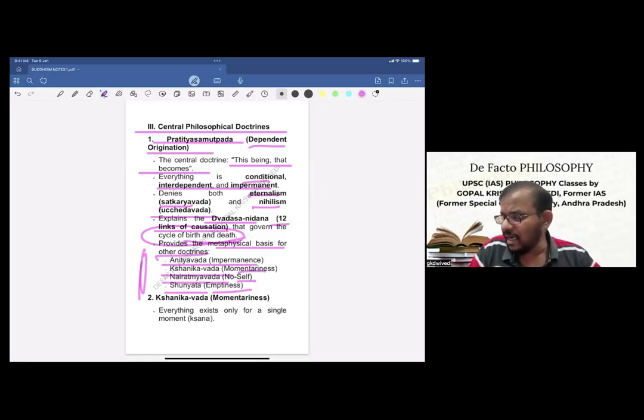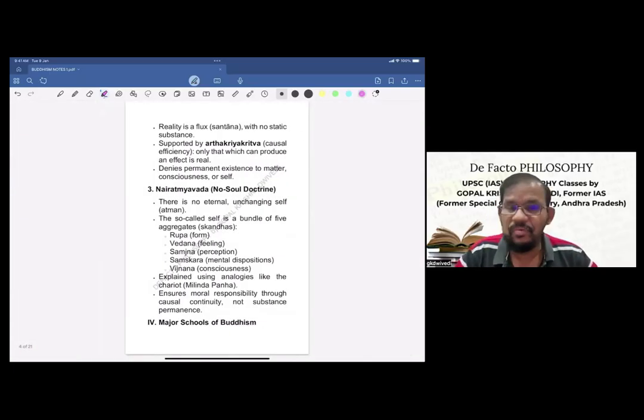Now, the second doctrine is Kshanikvad, that is momentariness. Now, what is Kshanikvad, momentariness? Everything exists only for a single moment, Kshana. So everything exists only for a single moment. This is the doctrine of Kshanikvad. Now, what are other components of this doctrine? Reality is a flux, that is Santana, with no static substance. This is the second point in Kshanikvad.